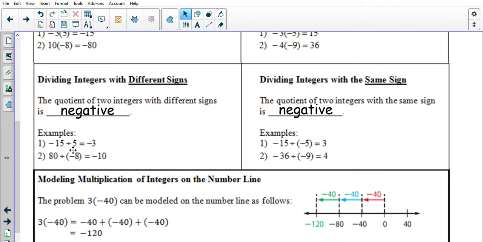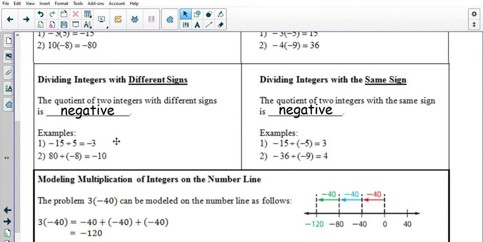So like multiplying integers up here, if I divide integers with different signs, my answer will be negative. So negative 15 divided by 5, I take 15 divided by 5, which is 3, and I know my solution is going to be negative since the signs were different. In number 2, I have 80 divided by negative 8. 80 divided by 8 is 10, and since the signs are different, I know my solution will be negative.